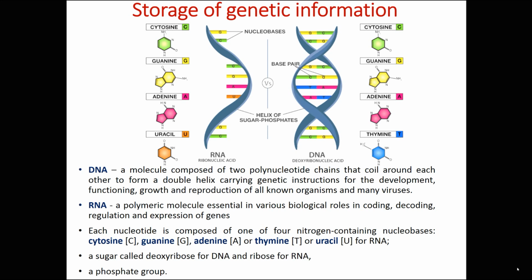RNA is a polymeric molecule essential in various biological roles in coding, decoding, regulation, and expression of genes. Each nucleotide is composed of one of four nitrogen-containing nucleobases, such as cytosine, guanine, adenine, and thymine for DNA, and uracil for RNA, and a sugar called deoxyribose for DNA and ribose for RNA, and a phosphate group.